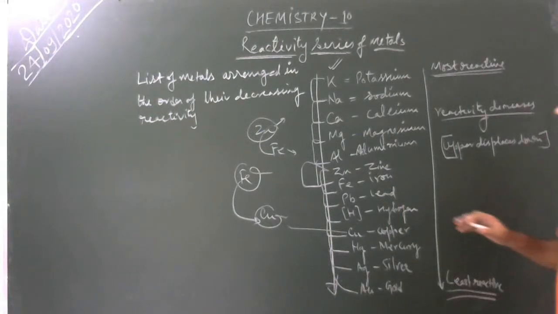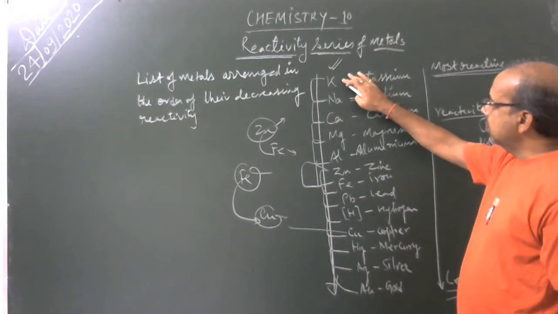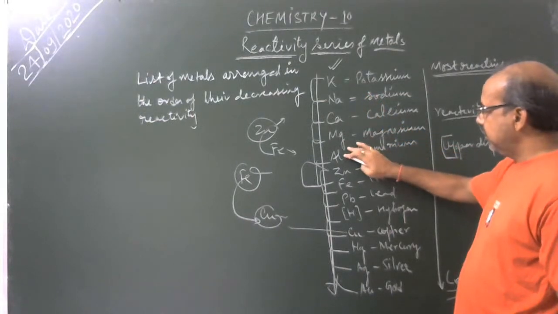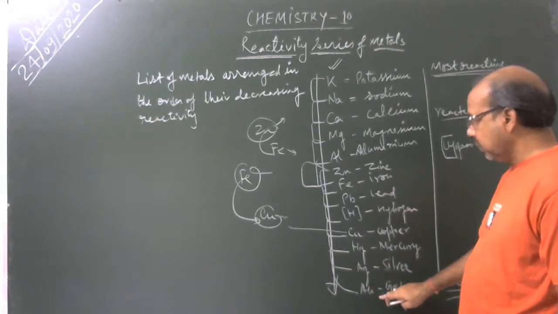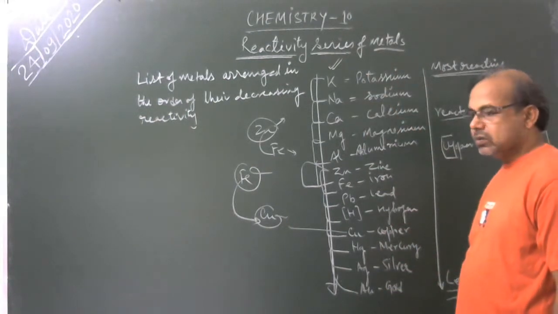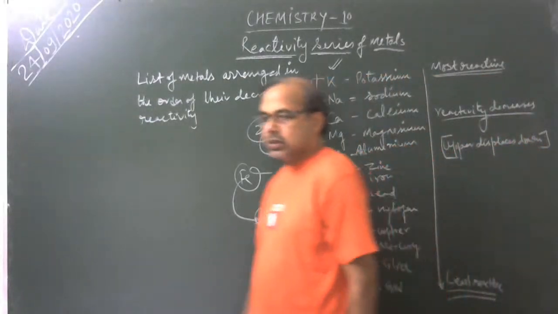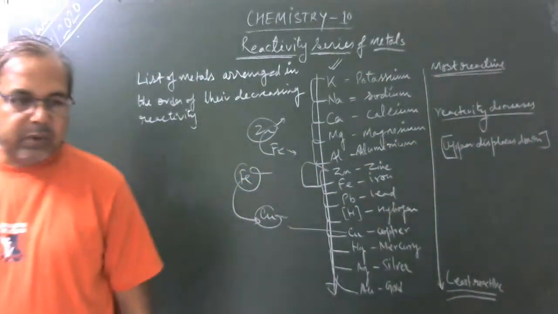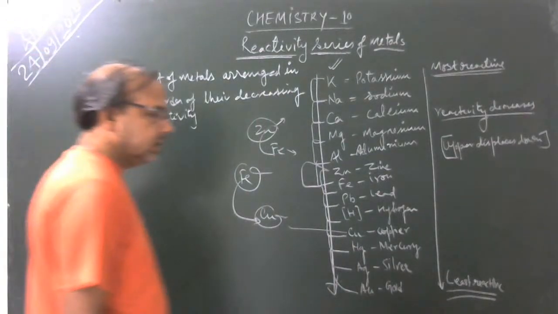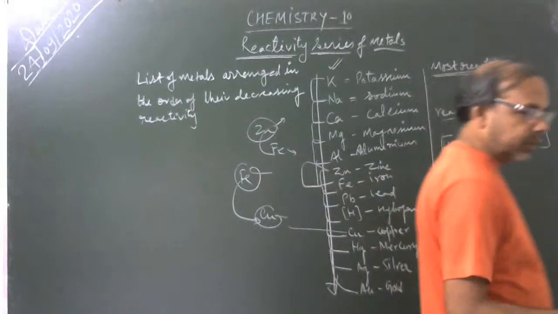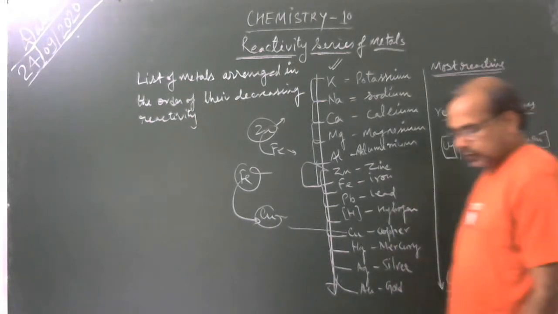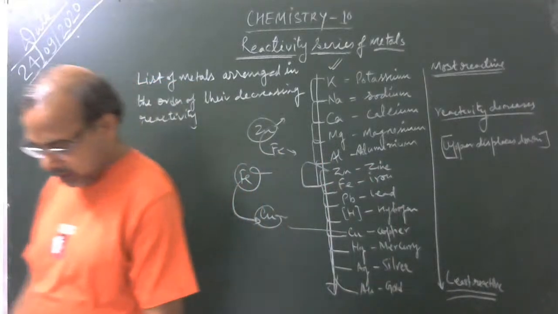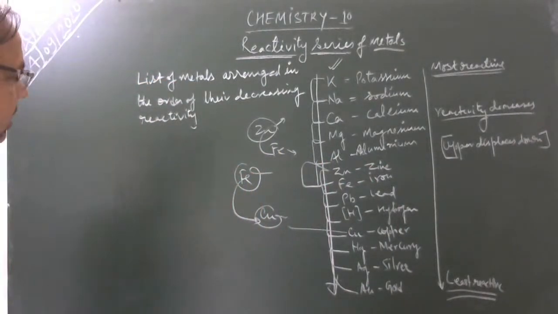So this is the series: potassium, sodium, calcium, magnesium, aluminium, zinc, iron, lead, hydrogen, copper, mercury, silver, and gold. This is the sequence of the reactivity series, and you will have to learn this. If you are able to learn this series, you can find out which metal can displace another metal and which metal cannot displace another metal. And the next topic is how metals and non-metals react.